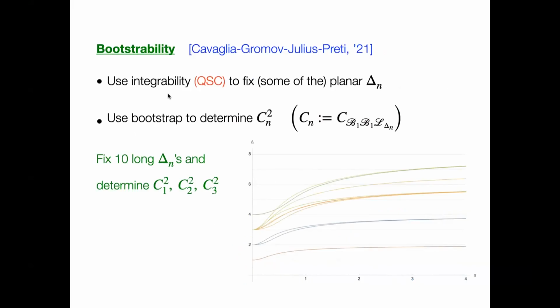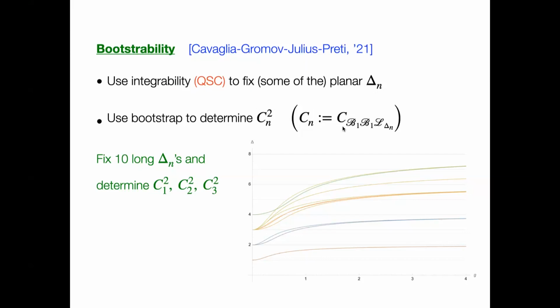Okay, so now let me tell you, let's apply two different methods. One is the standard linear functional bootstrap method that everybody uses in the bootstrap community. Then I'm going to apply my improved truncation methods. The first approach was done in 2021 by the King's group. They used integrability to fix the planar Delta n's, and they used bootstrap to determine basically the 3-point functions, the thing that is very hard to do with integrability methods.